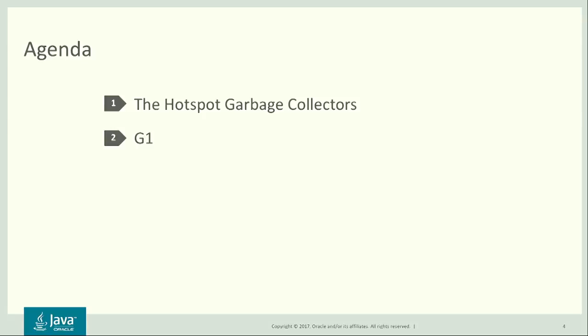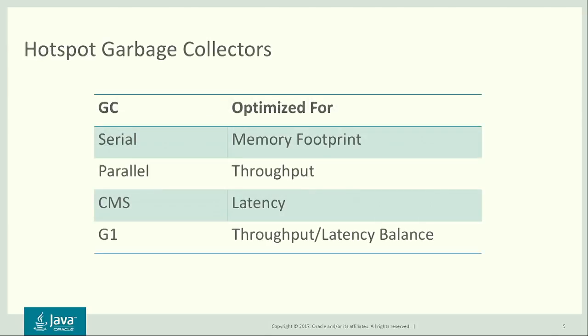Today, we'll start with a brief introduction to the variety of collectors currently available in Hotspot before moving into G1 specifics. These are the collectors currently supported in Hotspot. Serial is intended to address use cases where memory footprint is critical. Parallel should be the optimal choice in most situations where throughput is important. CMS is built with a focus on latency, but is being deprecated beginning in JDK 9, since for most applications, G1 should provide a better overall experience.